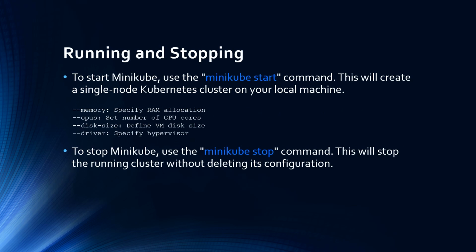Understanding how to properly start and stop Minikube is essential for managing your local Kubernetes environment effectively. To start Minikube, you use the minikube start command. This command creates a virtual machine, installs Kubernetes components, configures the kubectl context, and sets up the container runtime.